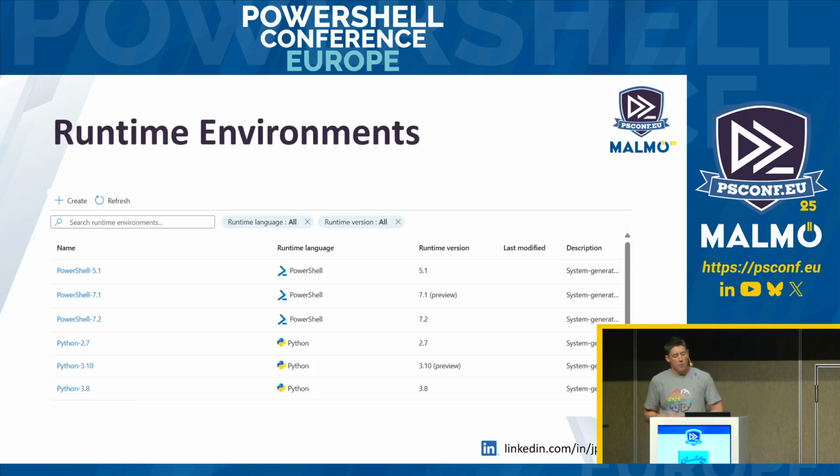Just to touch on the runtime environments again, you get quite a lot built in as system generated runtime environments. You can't change those, they just are what they are. But what you can do is create your own with any of these versions of PowerShell or PowerShell 7.4. You can specify the Azure modules or the AZ CLI version, and you can also install your own modules.